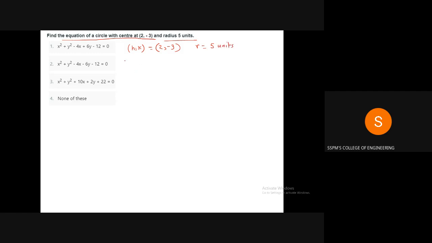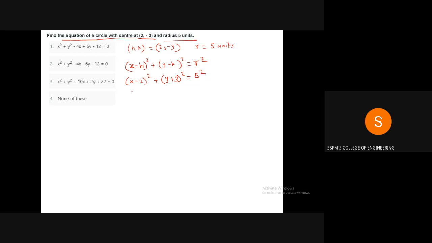So we have the standard form of the equation of a circle: (x minus h) whole square plus (y minus k) whole square is equal to r square. Now we will put all these values and find the equation of the circle. So x minus h is x minus 2 whole square, plus y minus k whole square. What is the value of k? It is minus 3, so y minus minus 3 is y plus 3 whole square, is equal to r square. R is 5, so 5 square.